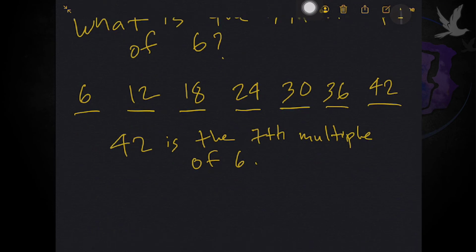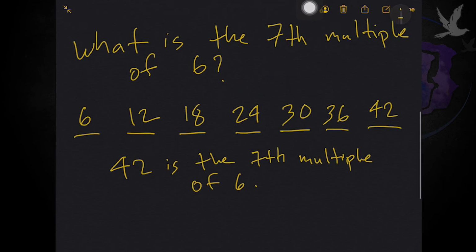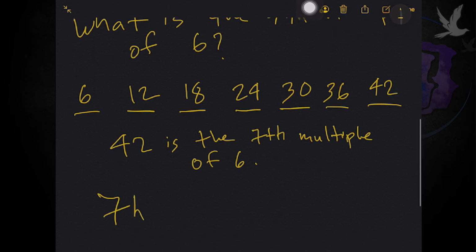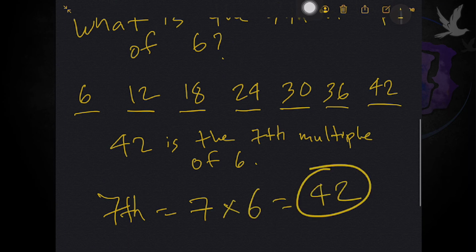So, that's it. Or a shortcut. For example, what is the 7th multiple of 6? All you have to do is take the number from the ordinal, 7. Okay? 7th is 7, multiplied by 6, shortcut, 42. Okay? That's it.